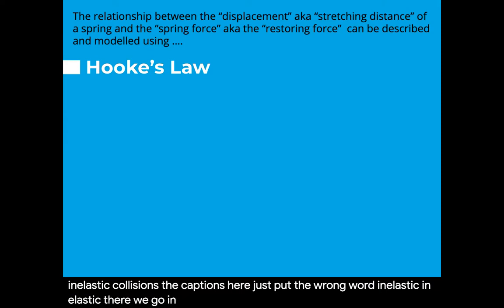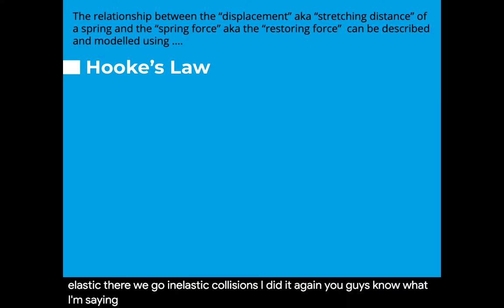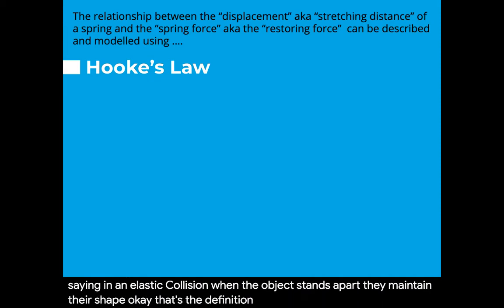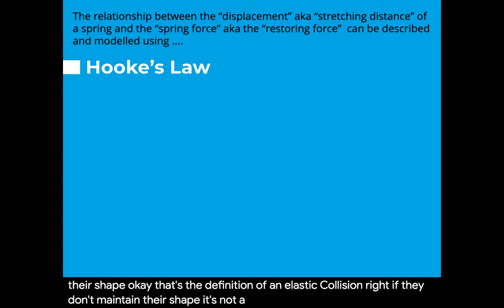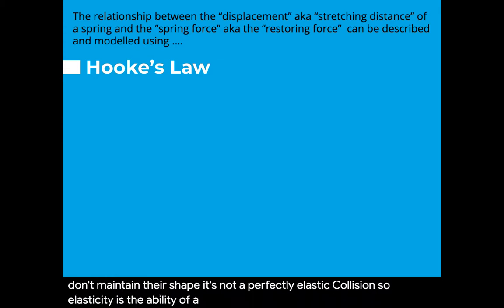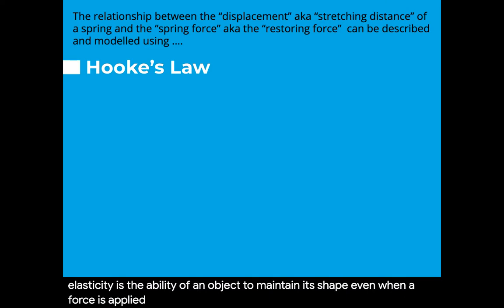In elastic collisions, oh, I did it again. You guys know what I'm saying. In an elastic collision, when the objects bounce apart, they maintain their shape. Okay, that's the definition of an elastic collision, right? If they don't maintain their shape, it's not a perfectly elastic collision. So elasticity is the ability of an object to maintain its shape even when a force is applied.